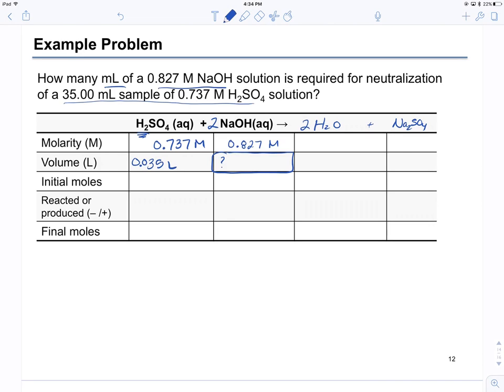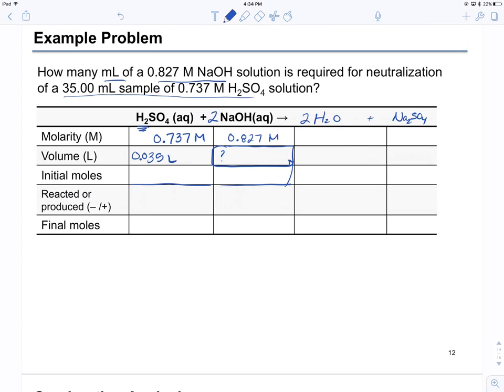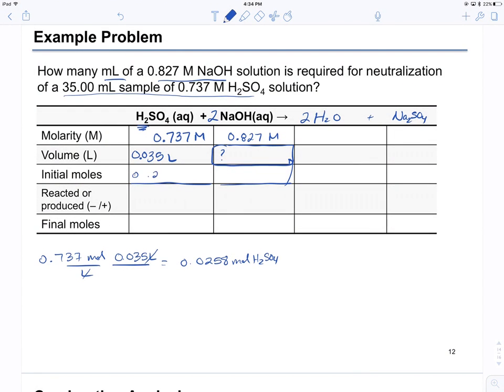So we need to know moles, right? We're going to get on the mole train, find out moles of hydroxide required, and then work back to this volume. So 0.737 moles per liter, I have 0.035 liters. And so that means I have 0.0258 moles of sulfuric acid. And so how many moles of NaOH are required to neutralize that much?